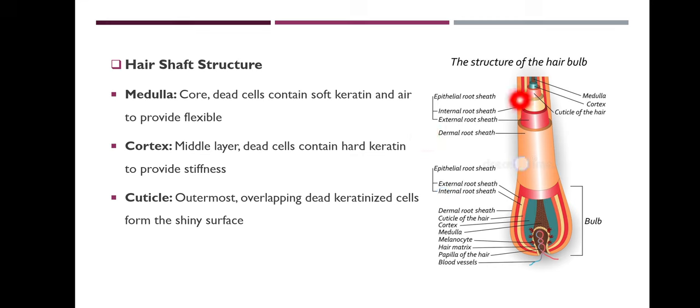Here you can see the medulla, cortex, and cuticle of the hair. The medulla is this part, the core. Its dead cells contain soft keratin to provide flexibility to hair. The cortex is the middle layer, which consists of dead cells containing hard keratin to provide stiffness to our hairs. The cuticle is the outermost part, overlapping dead keratinous cells, and forms the shiny surface of our hair.